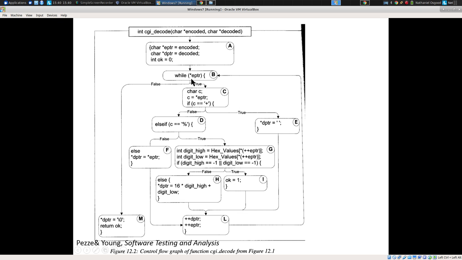Okay, but this while can go either towards this code if this is true, or that way if it's false. So under what case would this be false? If E pointer points to something that's what? Not encoded. Yeah, that's null. That's the last.